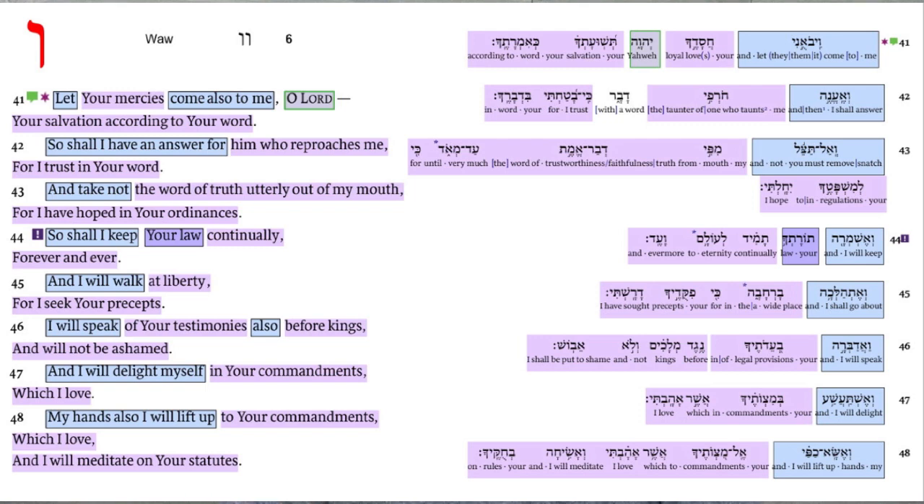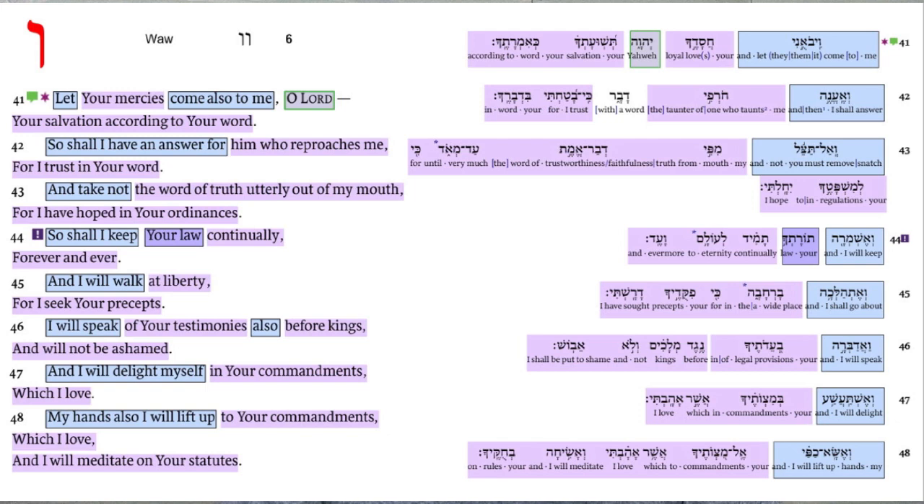Why would someone reproach us? Why would somebody have something really harmful to say? Well, it's because we trust in what God's word has to say. At the same time, we want to be able to reference that word and know for sure that God is able to make good on his promises.